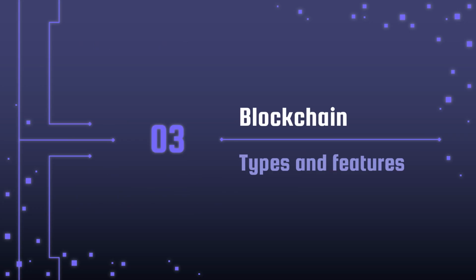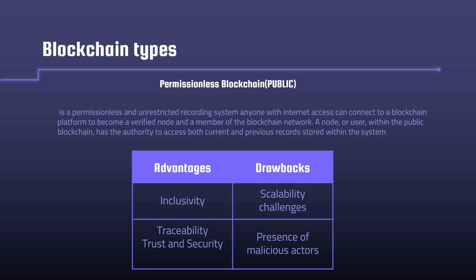In this chapter, we are going to find out some types and features of the blockchain. In existing literature, blockchain systems are broadly divided into two types. The first one is referred to as a public, open, or permissionless blockchain, while the second is referred to as a private, closed, or permissioned blockchain. Let's start with the first type.